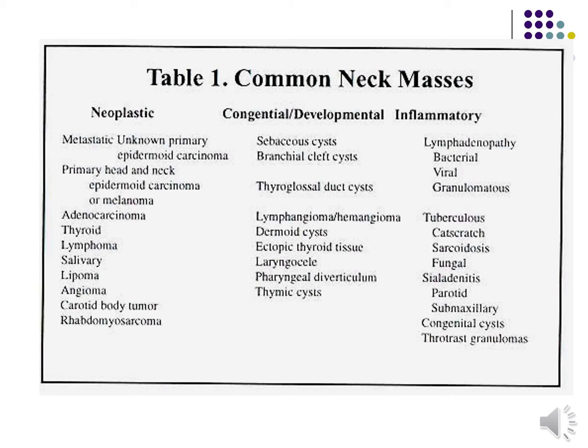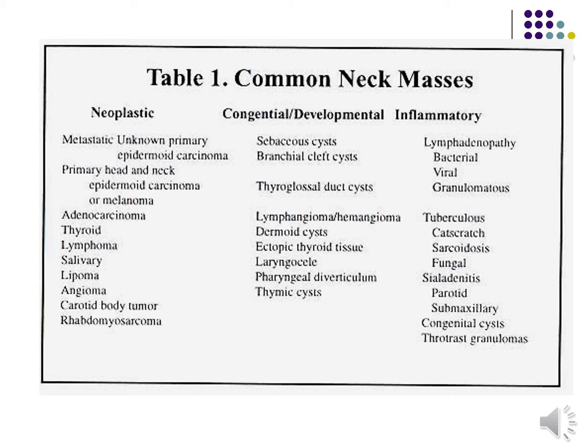Then lymphadenitis could be bacterial, viral or granulomatous. Then chronic inflammation, tubercular swelling, cat scratch, sarcoidosis or fungal, then adenitis, parotid or submaxillary, then infected congenital cyst and frost granuloma.